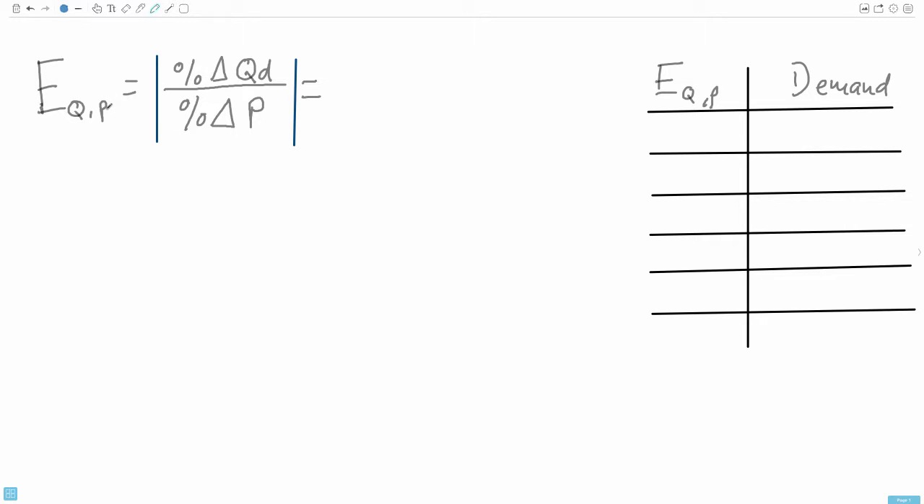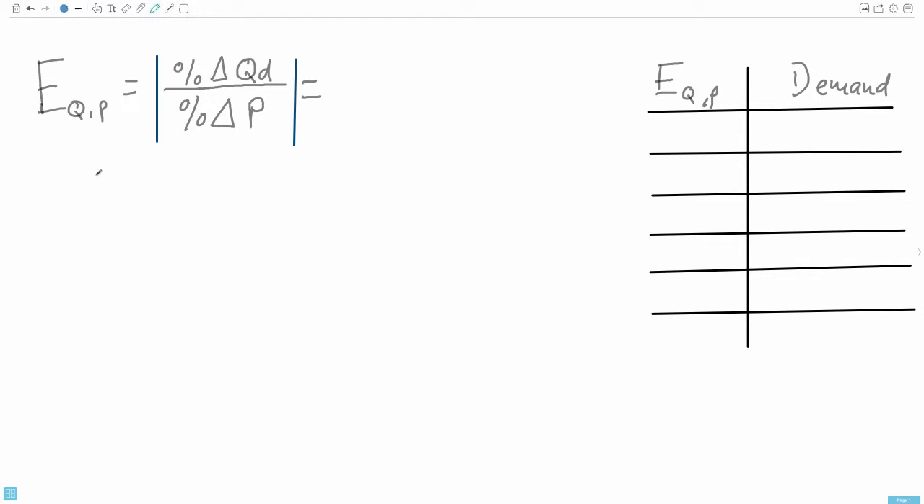The price elasticity of demand is equal to the percent change in quantity demanded divided by the percentage change in price. Notice the absolute value here. This is going to be very important because by taking the absolute value of this ratio, we are going to make sure that all the numbers that we compute are positive, and that's going to simplify interpretation a lot.